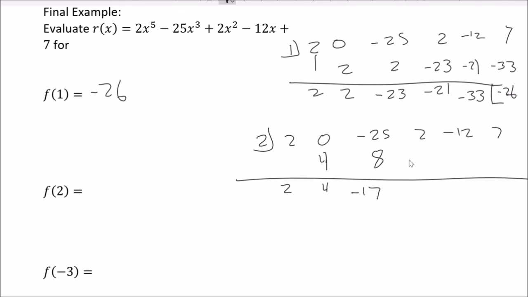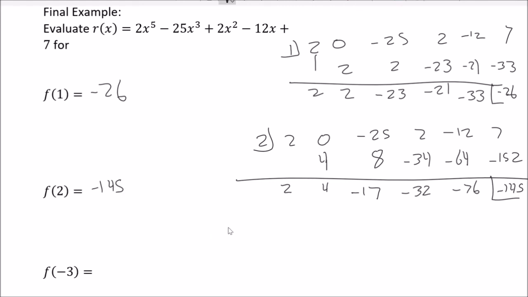Multiply by 2 and get negative 34. Add those together and get negative 32. Multiply by 2 and get negative 64. Add those together and get negative 76. Negative 76 times 2 gives us negative 152. And then when you add that to 7, looks like we get negative 145.